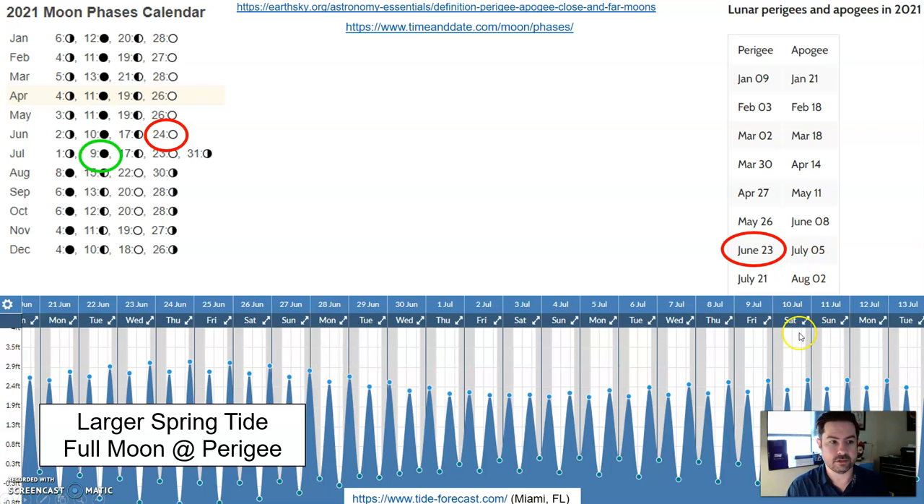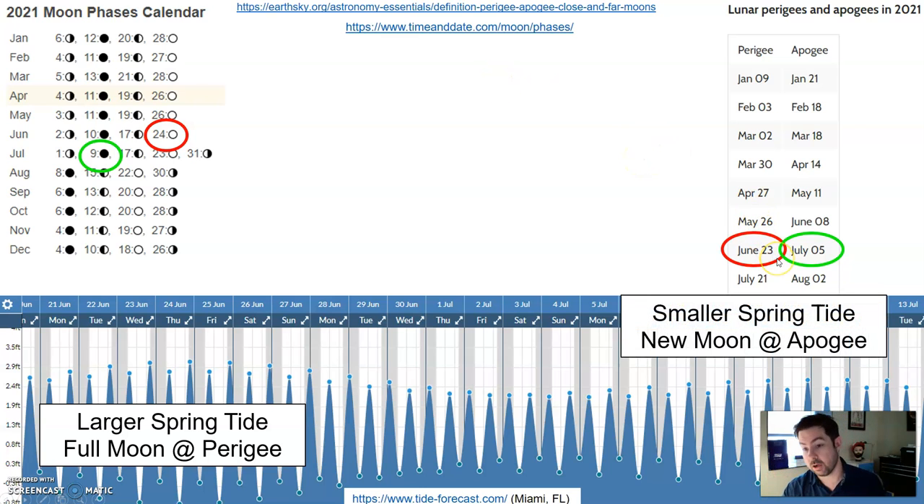Whereas looking kind of in July, around July 9th, we have a new moon, which we either need full moon or new moon for these spring tides. But the moon was in apogee. It was further away. So therefore, we have a smaller spring tide. So full moon or new moon is what we need for spring tides. But on June 24th, the moon was closer, so the highs were higher. And in mid-July, we had a new moon, which is good, but it was in apogee. So the high highs are a little bit lower than the previous spring tide. Isn't it fun? Look at that.